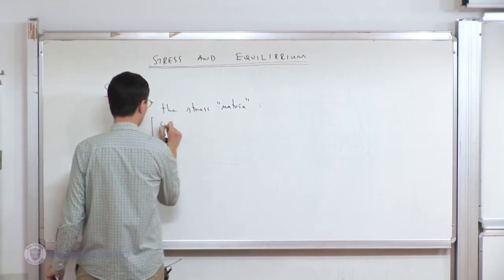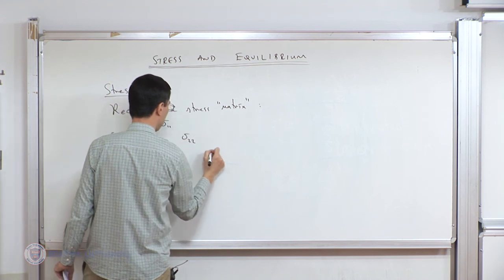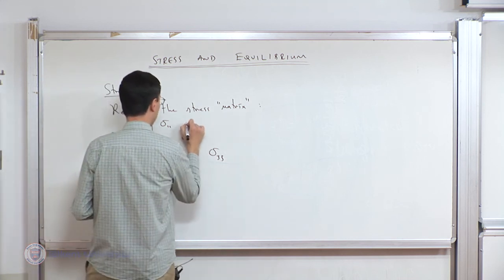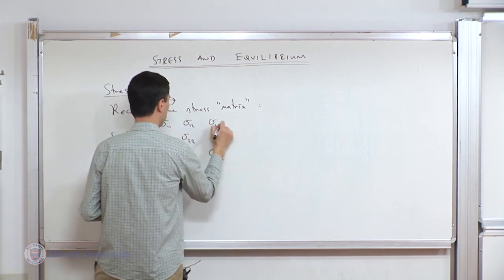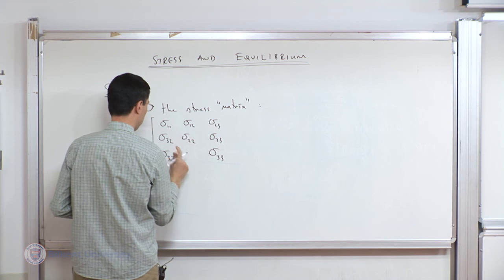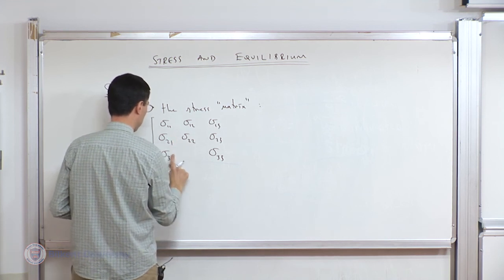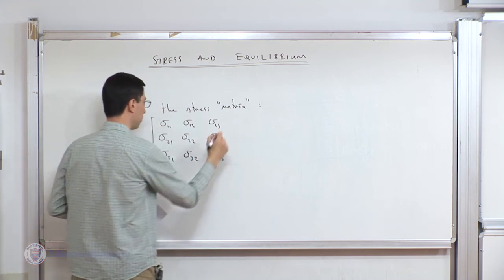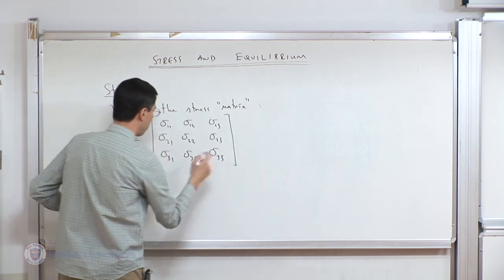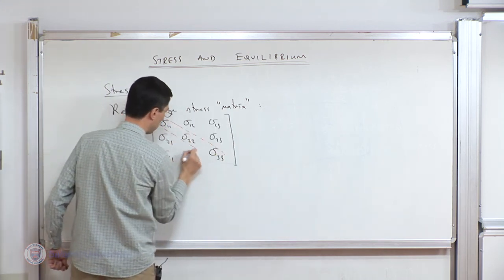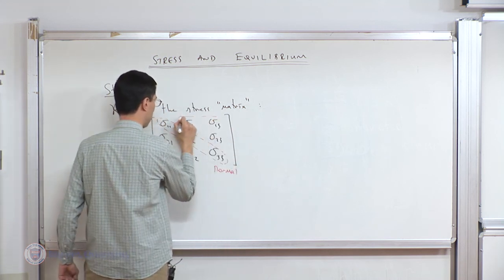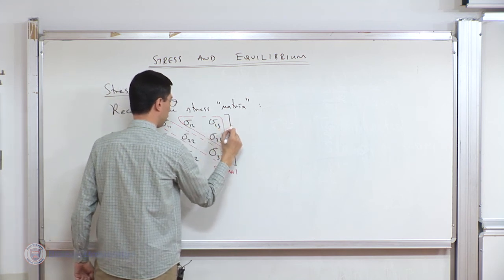So we have the diagonal components, right? The normal stresses. Sigma 1,1, 2,2, 3,3. And then we have the shear stresses. Sigma 1,2, 1,3, 2,3, 3,2, 2,1, 3,1, 3,2. Okay, and so these are the normal components. And here we have the shear components.